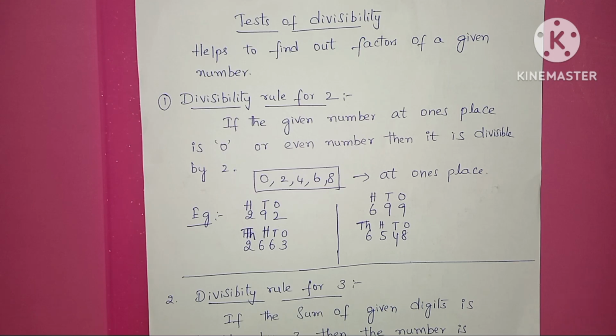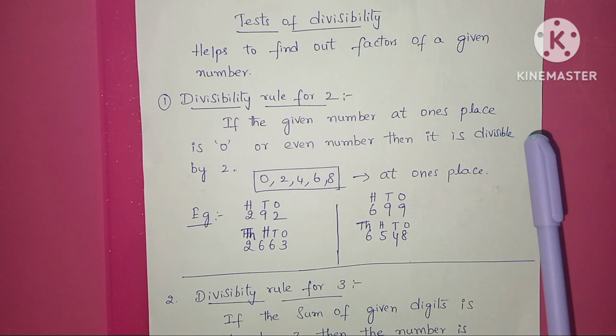Factors are the numbers. If the number is 12, factors for it are 3, 4, like that. Means 4 3s are 12. This divisibility test is used for finding the factors for a given number.